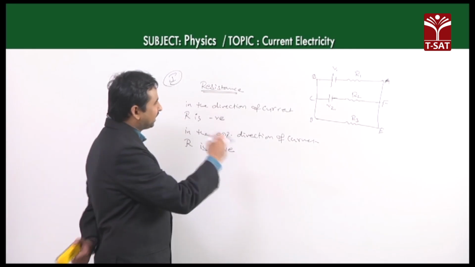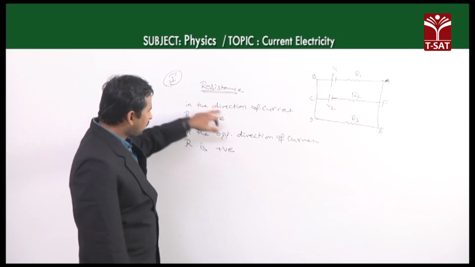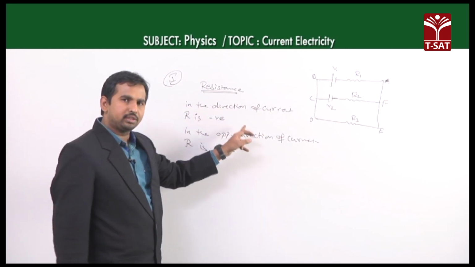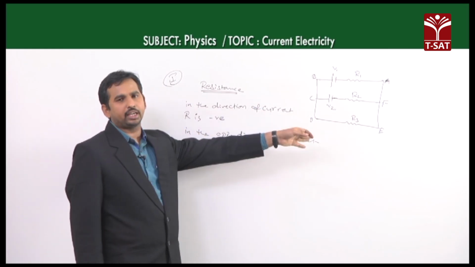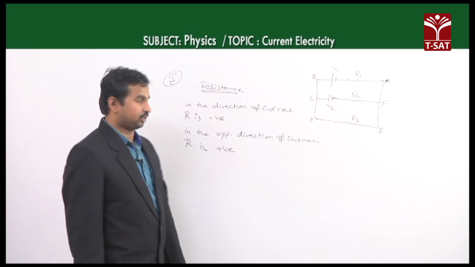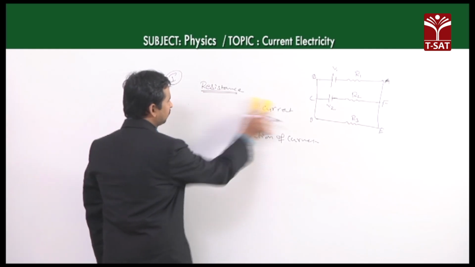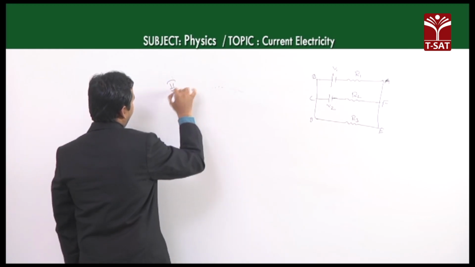This is the first sign convention we are taking in case of resistance, that is, which is in the direction of current, R value is taken as negative. And if you are going opposite to the direction of current, then we have to take R value as positive. And the second sign convention we are taking is for the case of voltage.